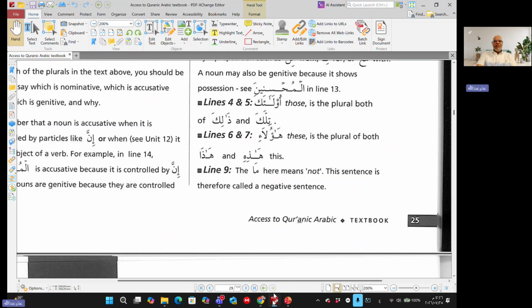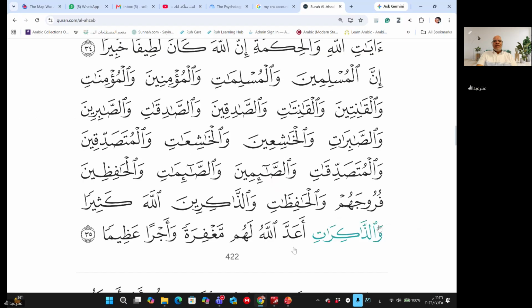Question about the dagger alif. Yes. Do we prolongate that?